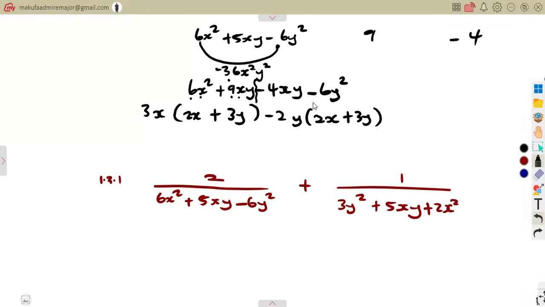Remember, when you factor out, you divide. So these two brackets are common. The bracket of 2x plus 3y is common, and the 3x minus 2y. So we have got 3x minus 2y there. So these are the two brackets that you could have obtained.